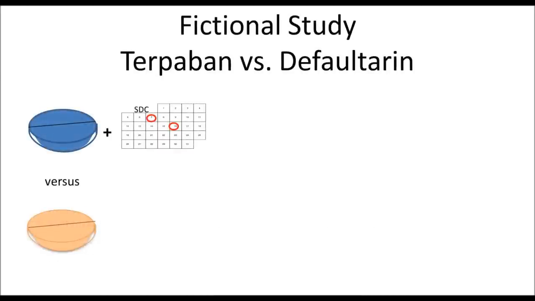Let's take a look at an example together. A fictional study that compares the efficacy of terpaban, a fictional target-specific anticoagulant, with a fictional standard of care, defaltrin, which has been used to prevent thrombotic events for many years. In this fictional non-inferiority trial, terpaban 1500 mg daily was compared to defaltrin to prevent stroke in patients with atrial fibrillation. Due to its very significant variability in interpatient response over time, the dose of defaltrin must be adjusted based on lab monitoring using standard defaltrin concentrations, or SDC.